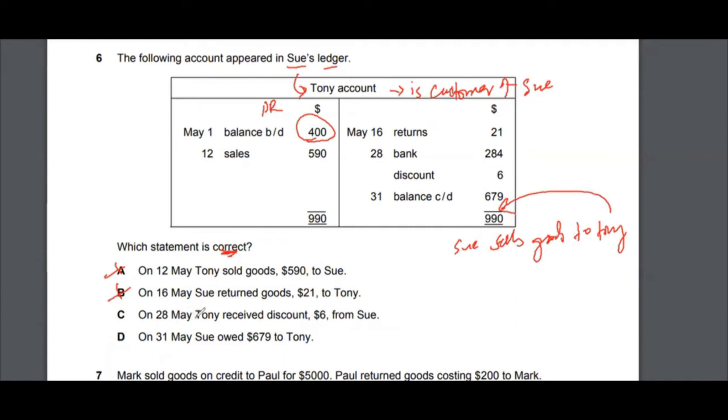On 28th May, Tony received discount of $6 from Sue. Yes, that's correct because Tony is a customer. Tony can receive discount. So the correct answer to multiple choice 6 is option C.